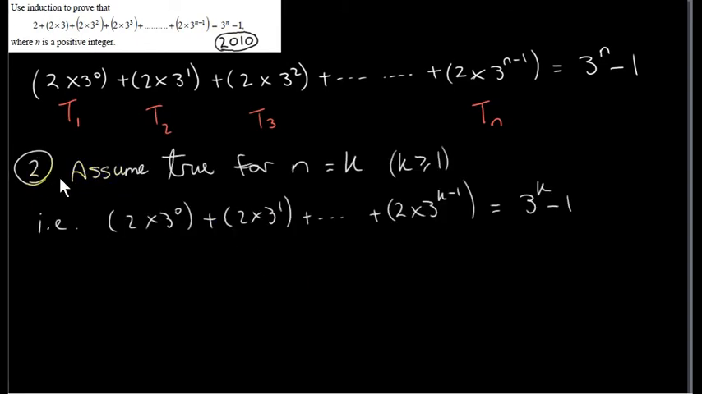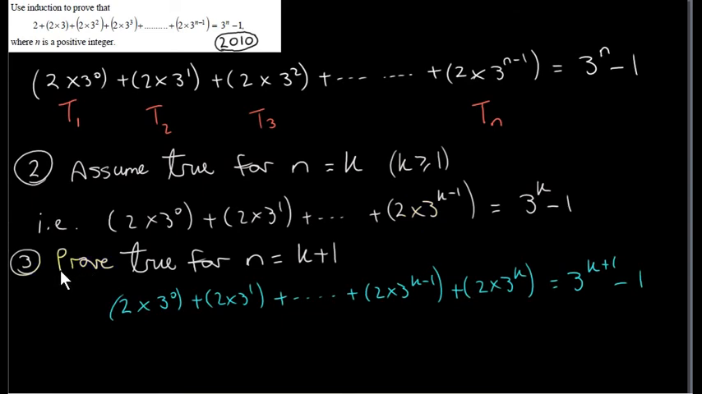In step 2 of proof by induction, we assume that the statement is true for n equals k, where k is any positive integer greater than or equal to 1. So that means that if we take the sum of the first k terms of our series, we will get 3 to the power of k minus 1. So we just replace n with k. So I've written out the first k terms.